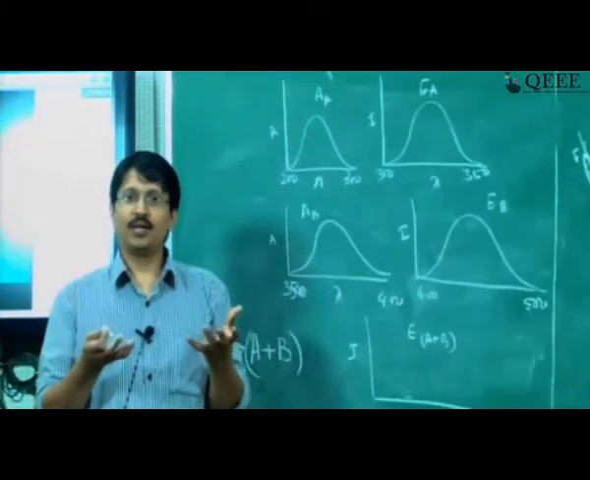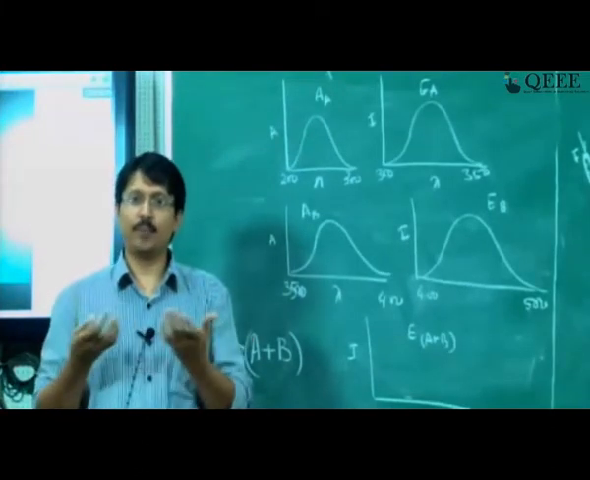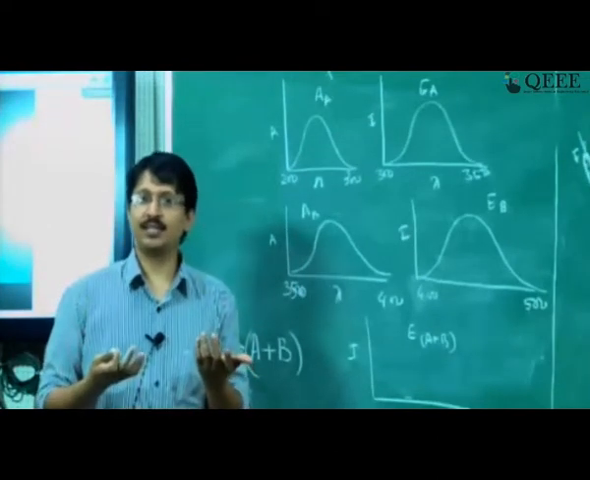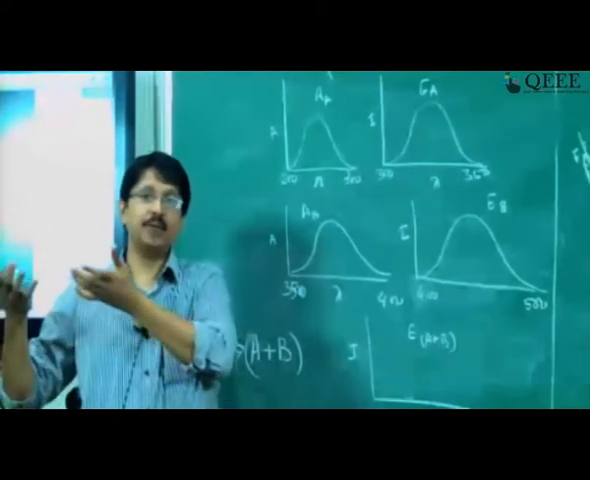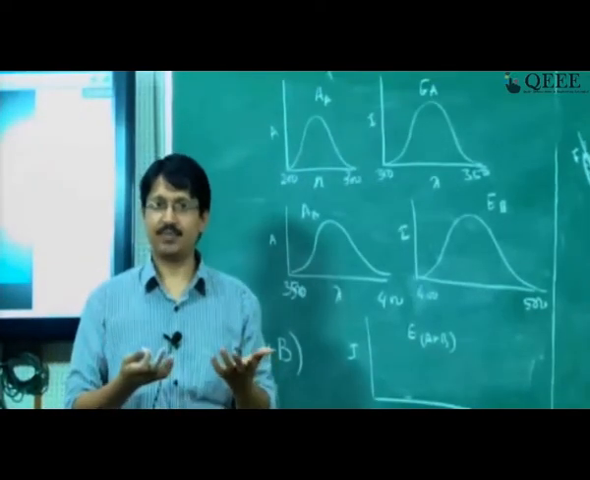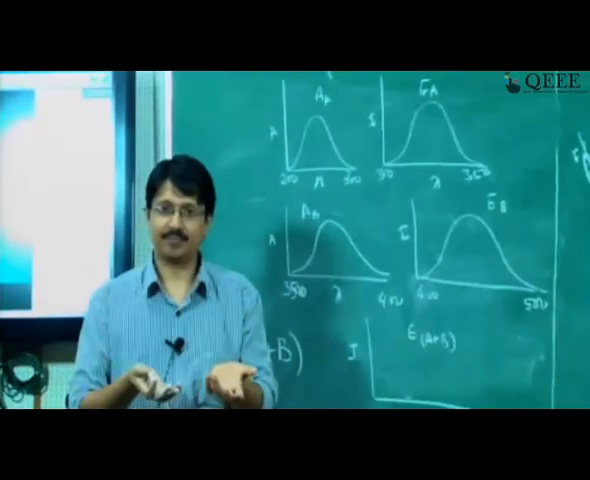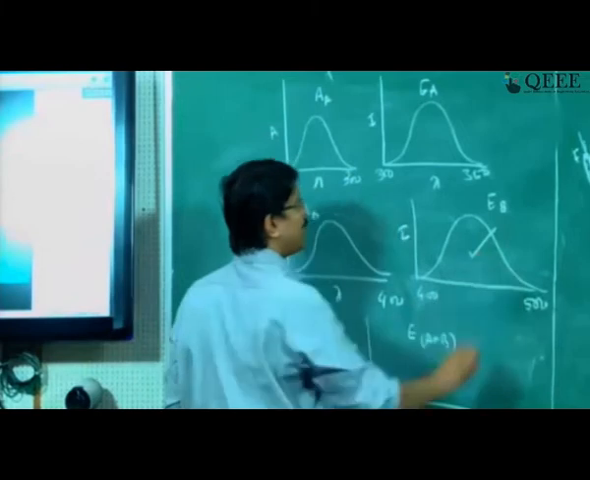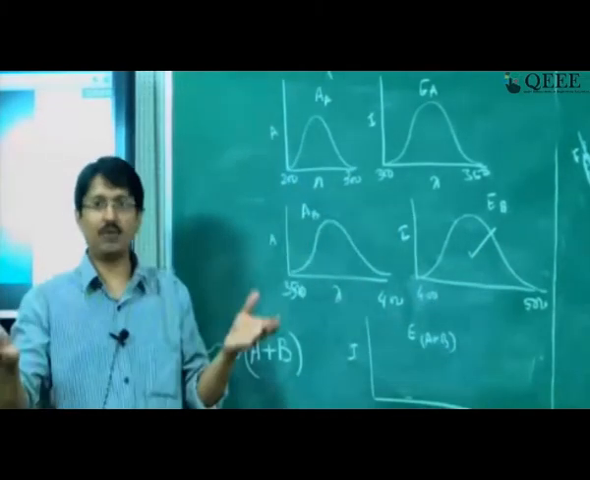So eventually who will emit light, A or B? B will emit, because B has the higher energy. A had the energy, but that energy is transferred to B. Now B has the energy, so automatically B is going to emit. So the mixture emission spectra will look like the emission spectra of B, because B is the one that is emitting.